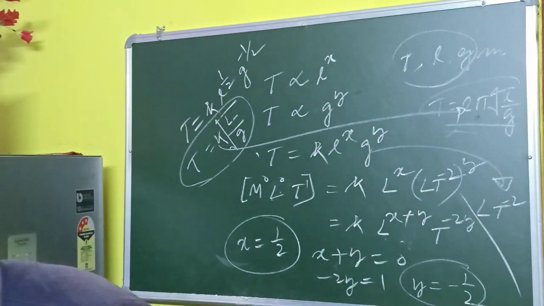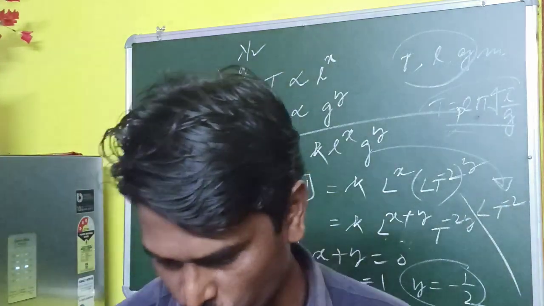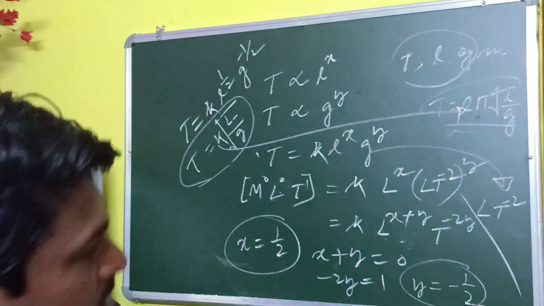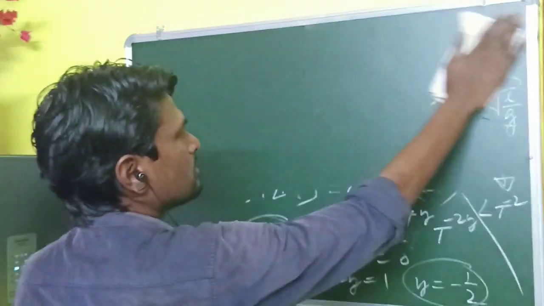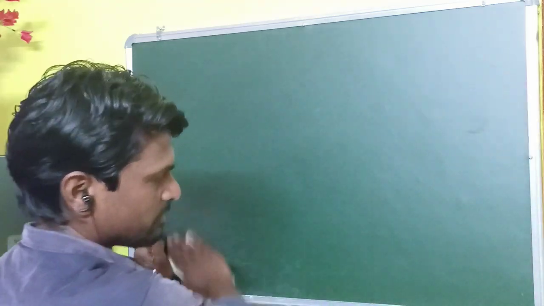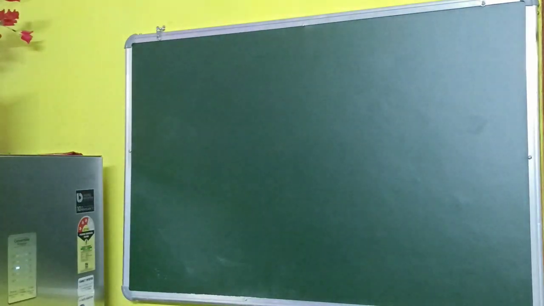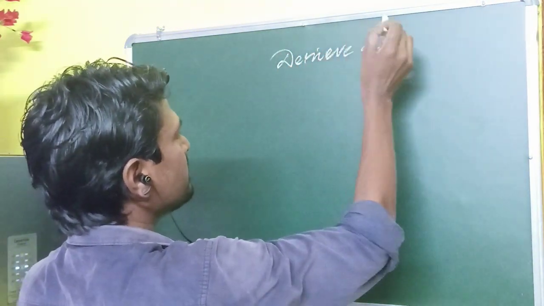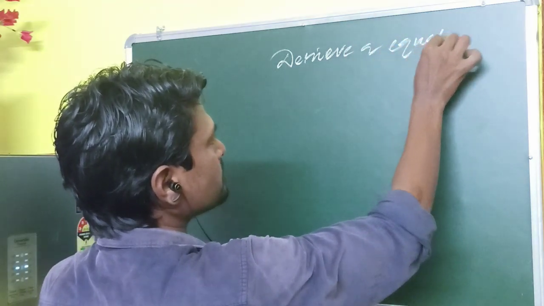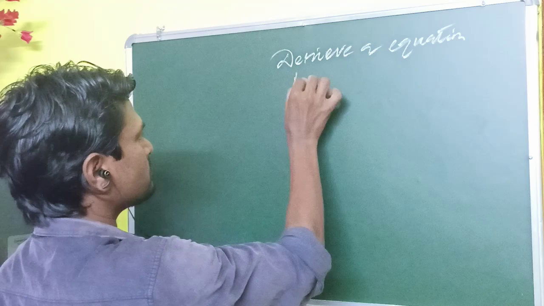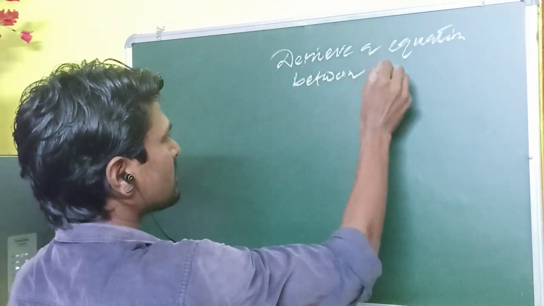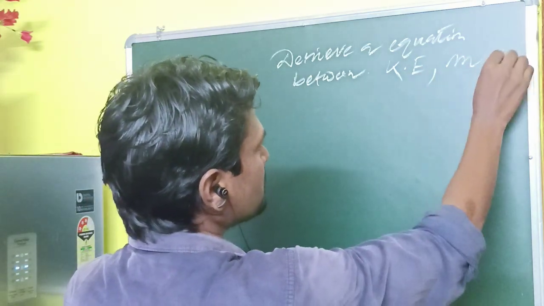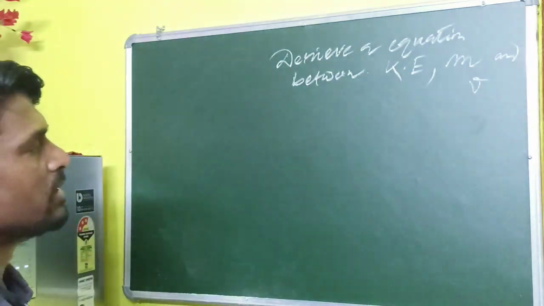So students, next we can take another example, that is we can derive a relationship between the kinetic energy, the velocity and the mass. So derive the equation between kinetic energy, mass, and velocity. And we know that kinetic energy equals half mv square.